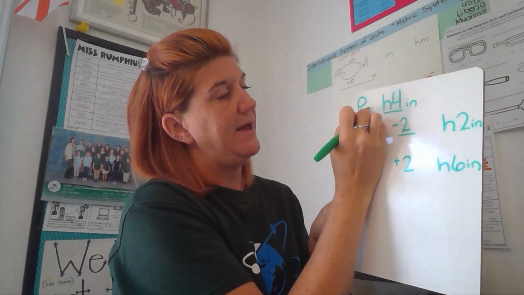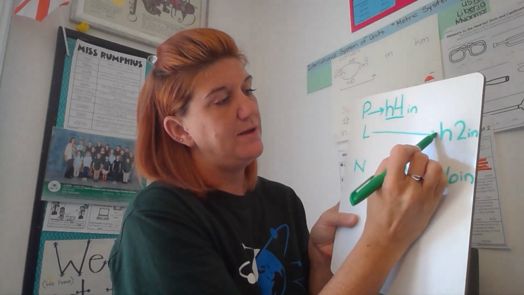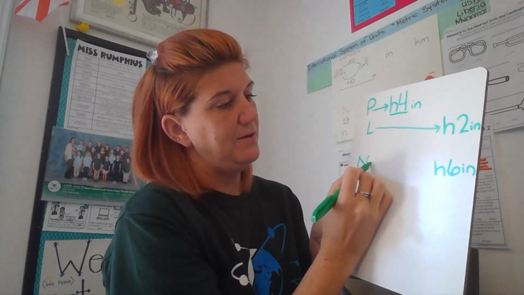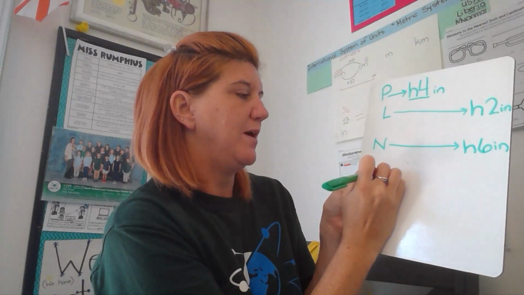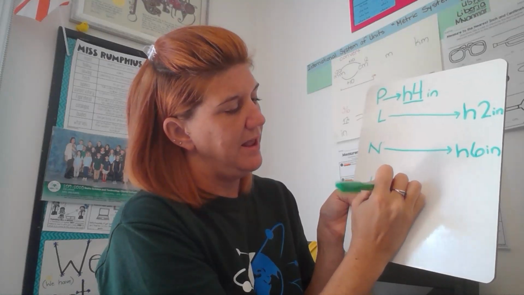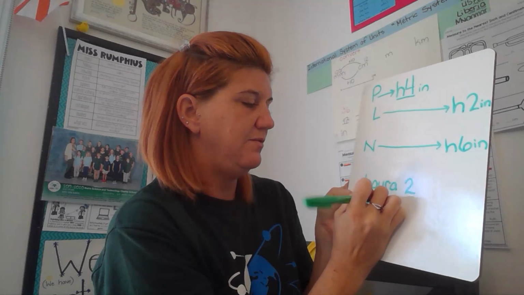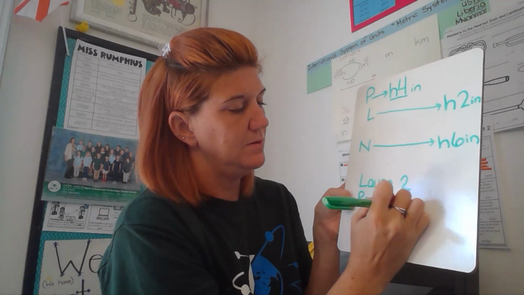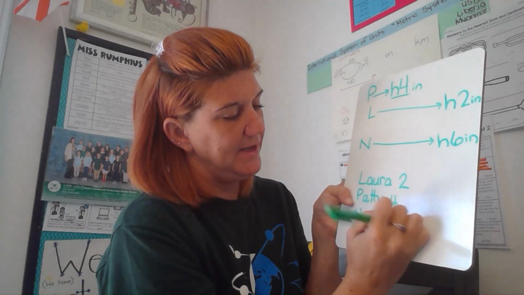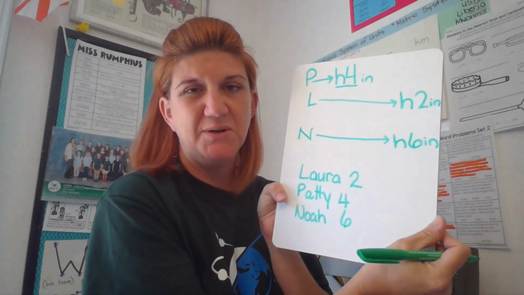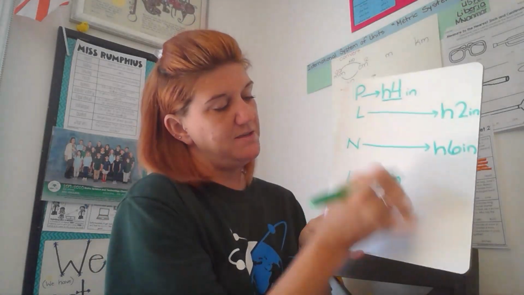Well, here we see Patty, and we see Laura, and we see Noah. Comparing them, we've got Laura coming in at 2 inches, Patty with the 4-inch burger, and then Noah, my kind of kid, with a 6-inch burger. Whose is the shortest? Circle the name.